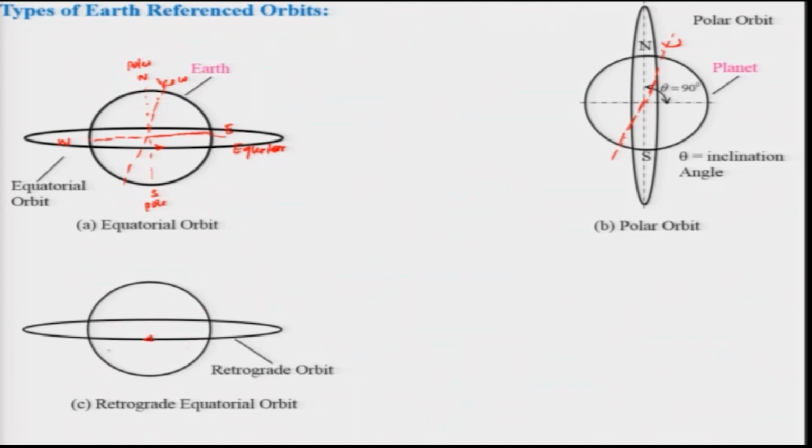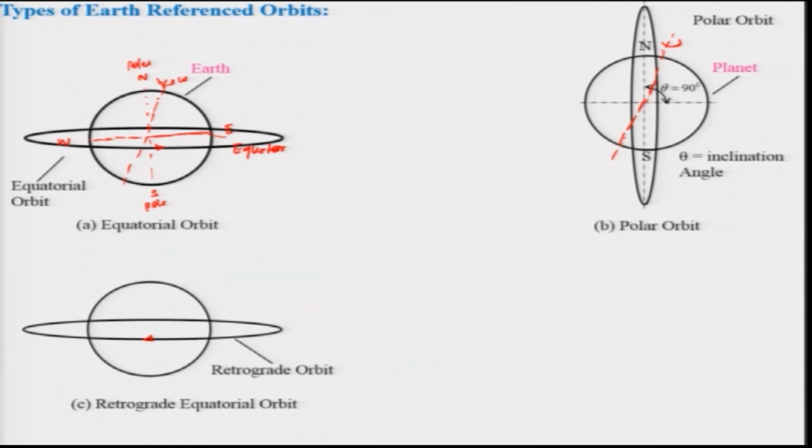But the advantage of this is that it can scan very quickly because it is moving in the opposite direction. However, it is very difficult to put a satellite in a retrograde equatorial orbit because you need a higher amount of energy to put it that way. Therefore, it is not very much used, but one can think of doing that.